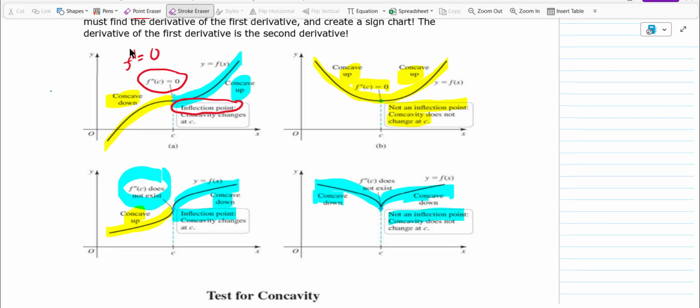So an inflection point is simply a point on the graph where the concavity changed from one to the other. Okay, that's all that is. Yes, kind of like this one up here. If you made that concave down the whole way, then the second derivative would be 0 at that point right there, but it wouldn't be an inflection point because the concavity doesn't change.